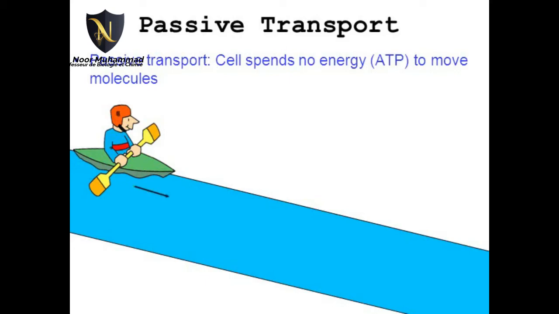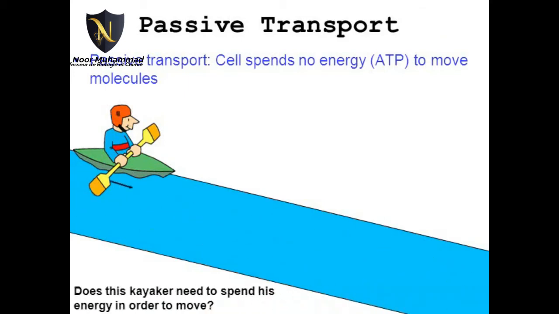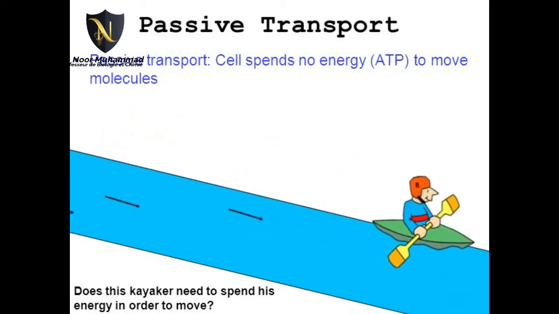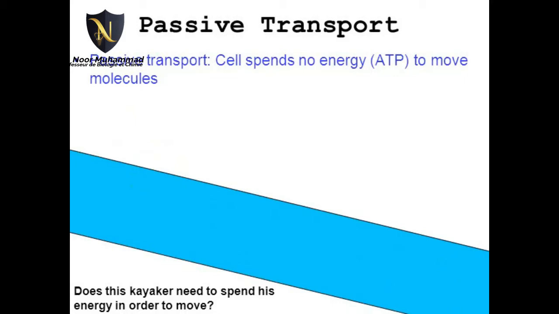Well, this is what we call passive transport. It's how cells move molecules without spending ATP. In my animation here, by the way, I have a kayaker. Ask yourself, does this kayaker need to spend any of his energy in order to move? You can see that the black lines are showing the current of this river. I hope you know the answer is no. The kayaker can just sit there and let the current of the river take the kayaker downstream. That kayaker didn't need to spend any energy.